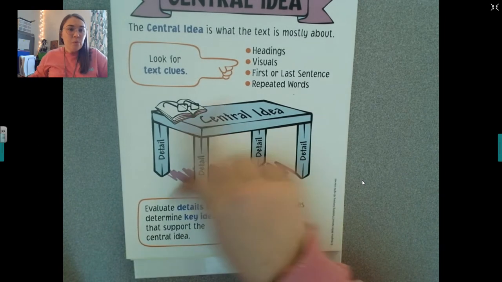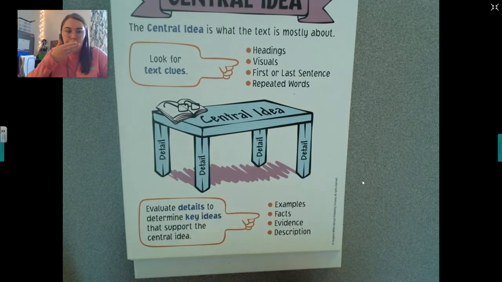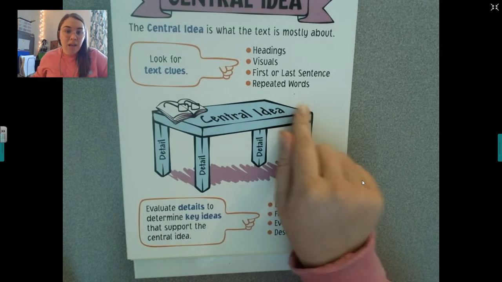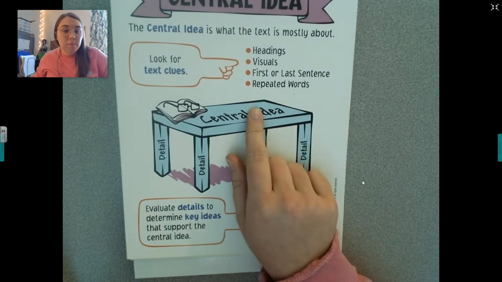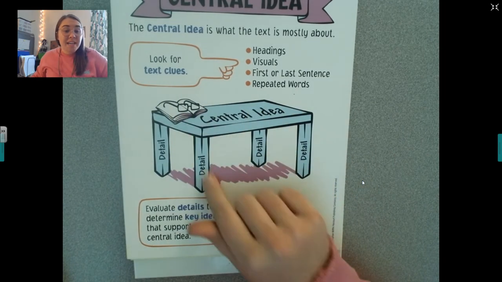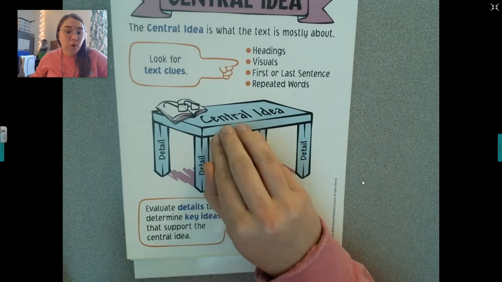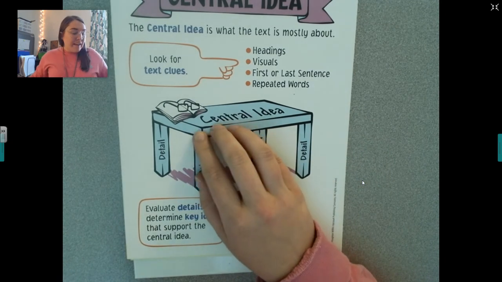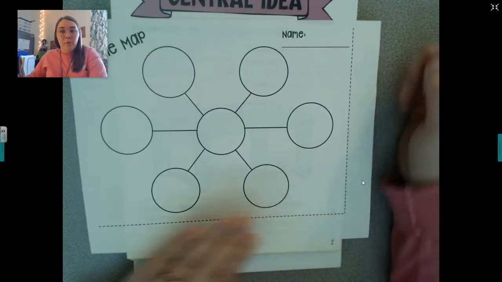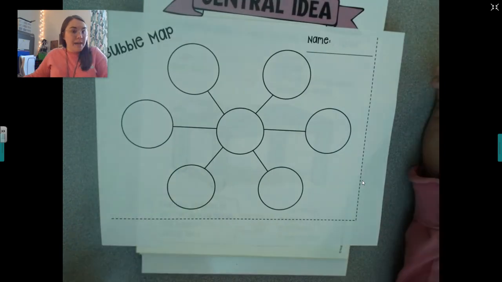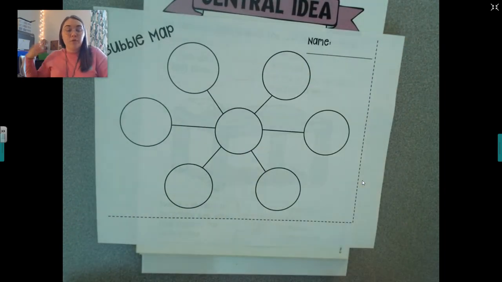So when we think of central idea, we are focusing on a table. So the tabletop would be your central idea, and the details are the legs that support your central idea. A lot of times we do a bubble map. So even when we are writing, we do a bubble map to figure out what the central idea of our essay is going to be.